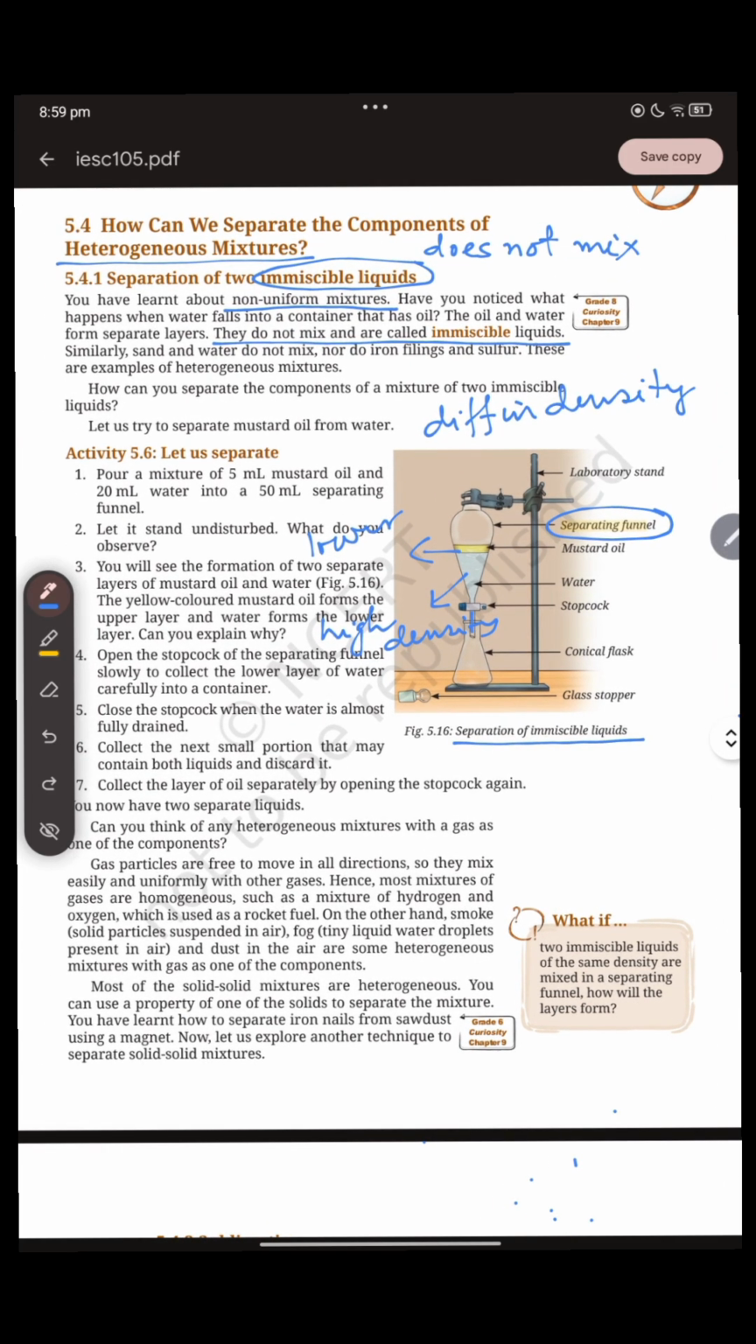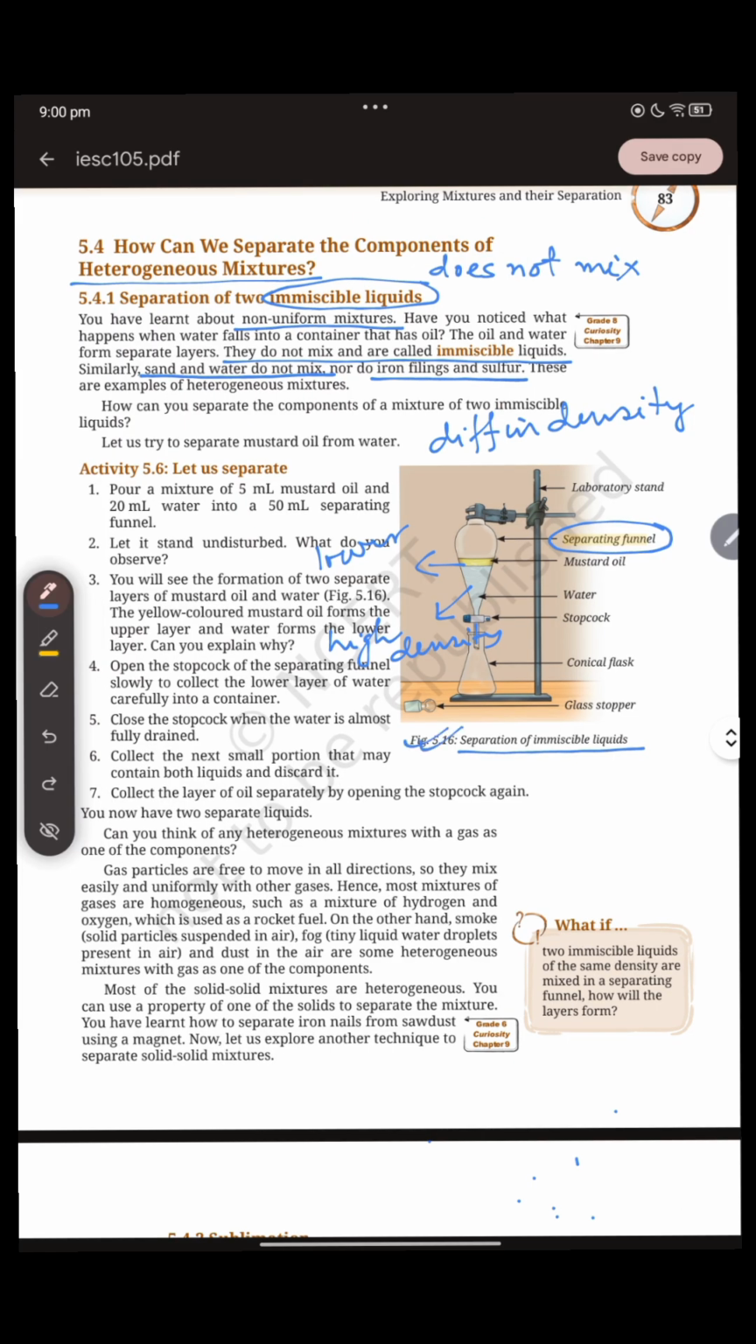Now here you see, similarly, sand and water do not mix, so they form a heterogeneous mixture. Iron filings and sulfur do not mix, so they form heterogeneous mixtures, and there are methods of separating these components. The one you are seeing in the figure is the separation of two immiscible liquids, and the two liquids taken are mustard oil and water. They do not mix; oil doesn't mix in water.